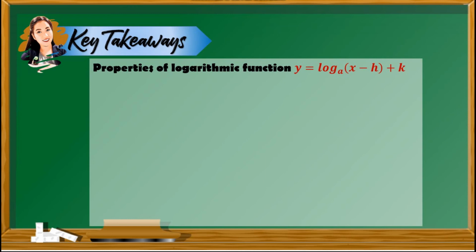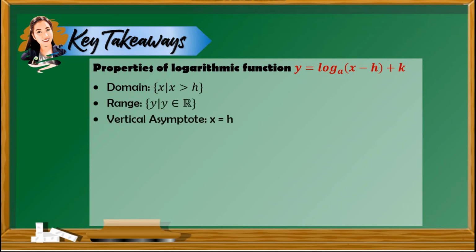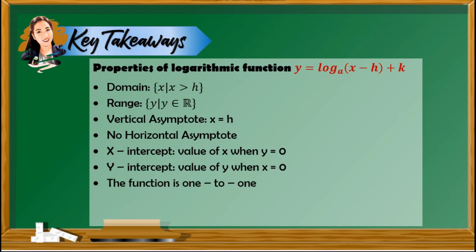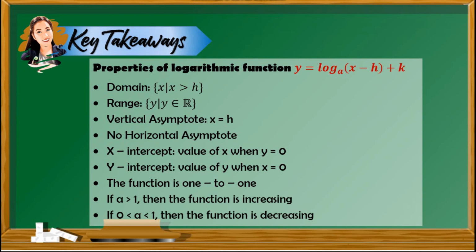And for the properties, following the general form y is equal to the logarithm of x minus h with base a plus k, the domain is x greater than h. The range is a set of real numbers. Vertical asymptote is x is equal to h. There is no horizontal asymptote. X-intercept is the value of x when y is 0, and the y-intercept is the value of y when x is 0. The function is 1 to 1, and the behavior is increasing when the base is greater than 1, and the function is decreasing when the base a is between 0 and 1.